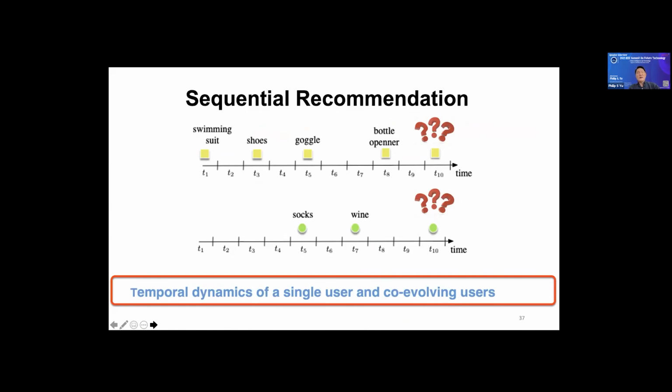But the shortcoming of representing it as a bipartite graph is that we lose the temporal information, because we only know that this user has purchased or liked these three products, but we do not know, from a temporal viewpoint, what happened first. So if you view it as a sequence, for example, a person at time 1 buys a swimming suit, at time 3 buys a shoe, then at time 5 buys goggles, and then at time 8 buys a bottle opener. Then we can see the behavior pattern.